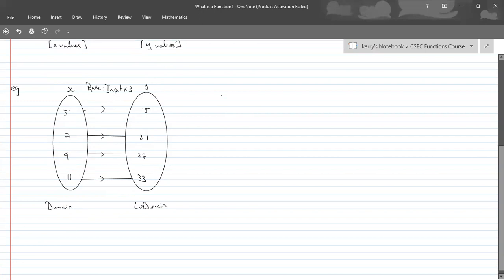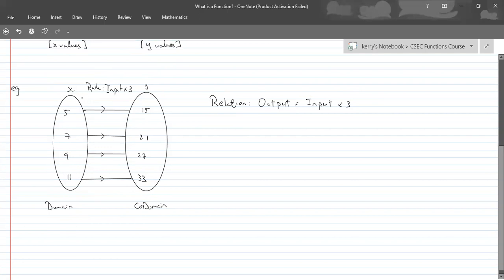So that's your rule, right? The rule or the relation. To get the output, which is the output set here, you take the input set and you multiply it by 3. Now, there should be an easier way to write this, right? There are a few different ways that you can write this, and I'll show you all of them now.